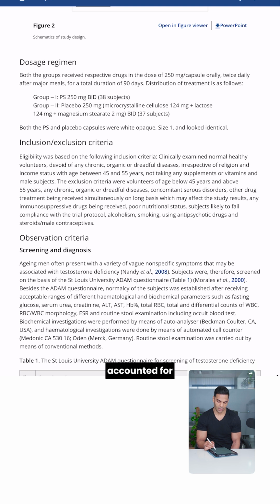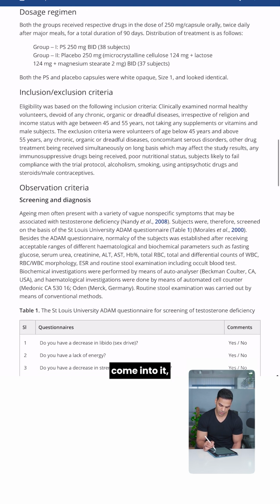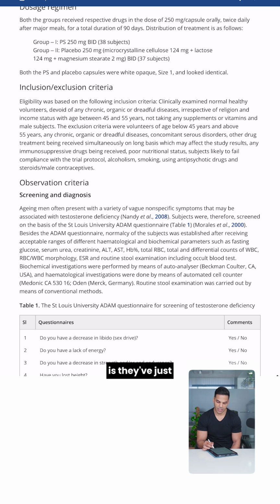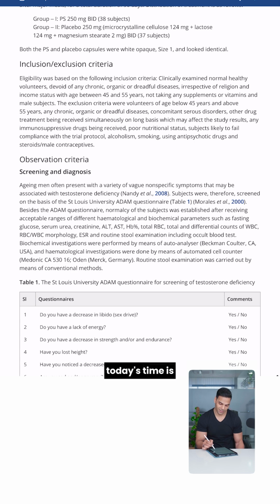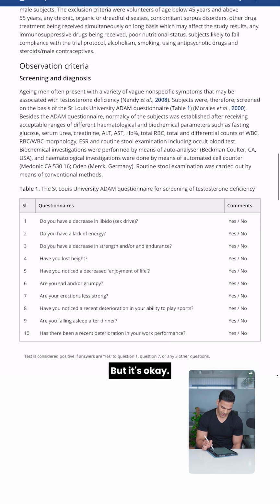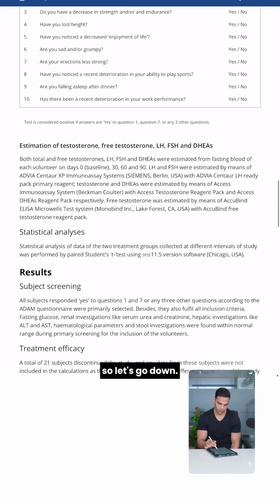And they have not mentioned any other criteria, any other regimen. They have not accounted for confounding factors. They have not given any training details. So we don't really know if there are other biases which might also have come into it, because right now what they have done is just mention that these were healthy individuals between 45 and 55, which in today's time is kind of, but it's okay. All right, so let's go down.